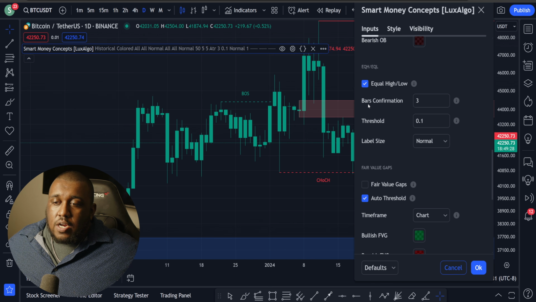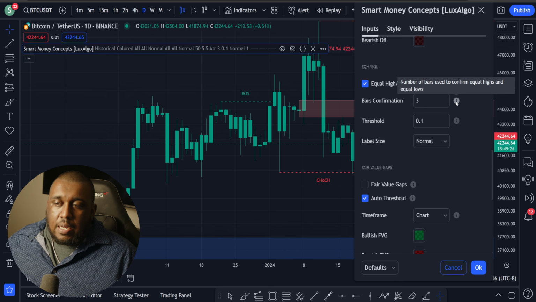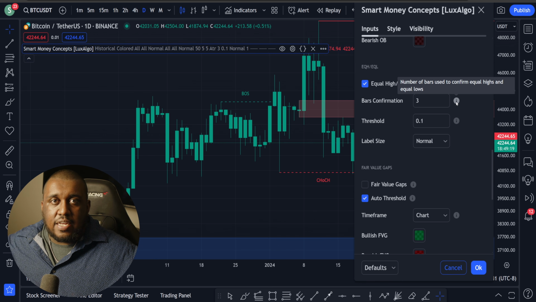All right. Bars confirmation. How much data do you want to be using in those equal highs and lows? You'll see this right here: number of bars used to confirm equal highs and equal lows. How long are we treating that as a resistance level?